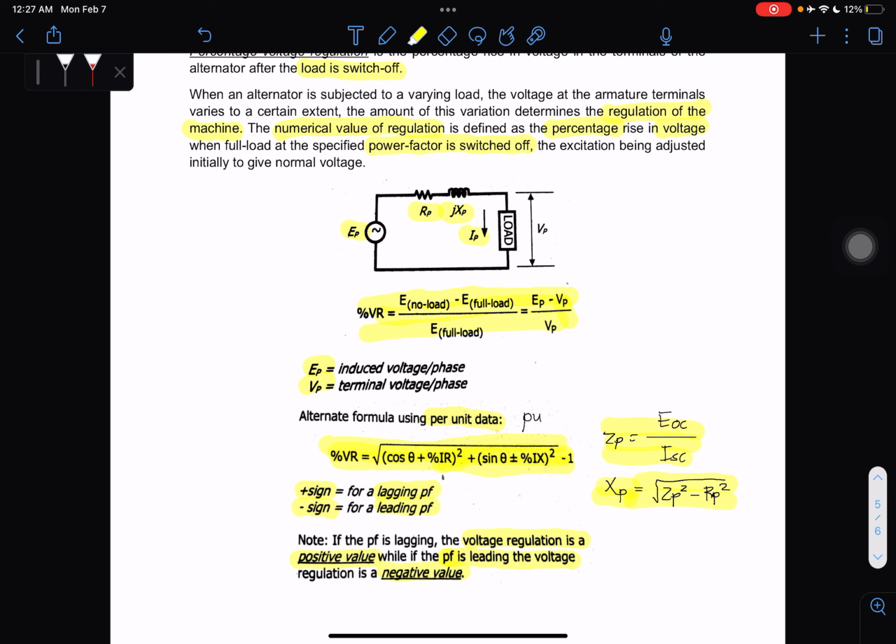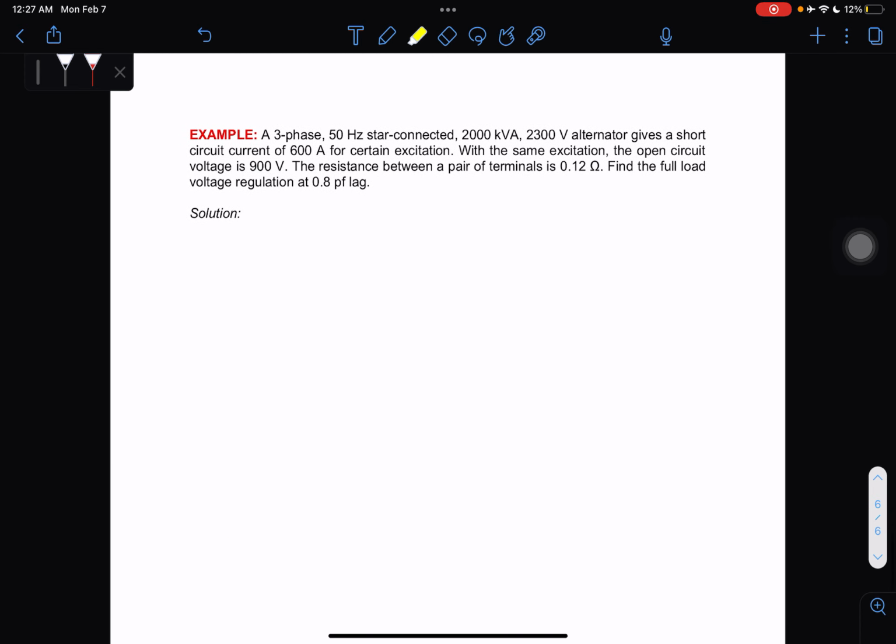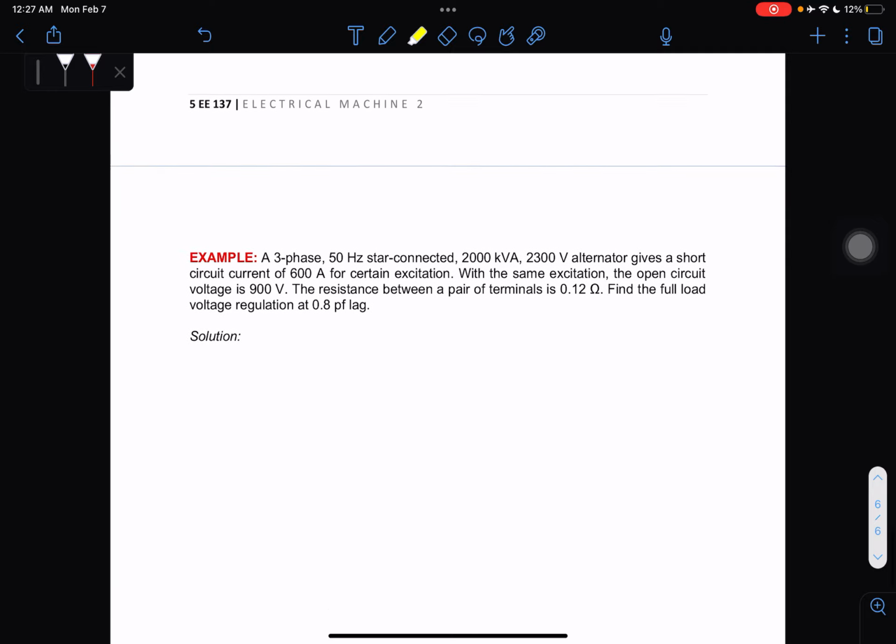So let's have an example for voltage regulation. A 3-phase 50 Hz star connected 2000 kilovolt ampere 2300 volts alternator gives a short circuit current of 600 ampere for certain excitation. With the same excitation, the open circuit voltage is 900 volts. So the resistance between a pair of terminals is 0.12 ohms. Find the full load voltage regulation at 0.8 power factor lagging.